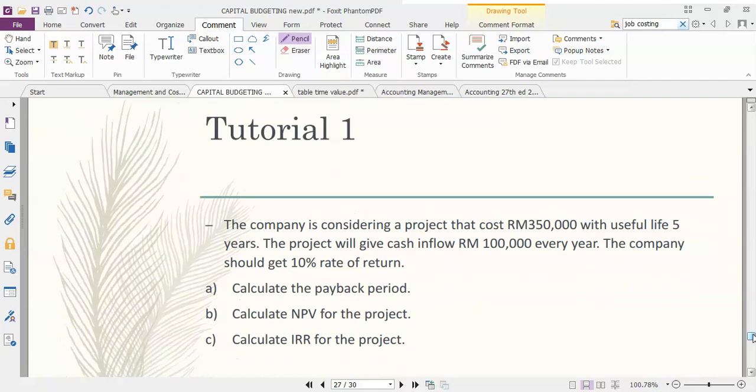The company is considered a project that costs 350 with the useful life of 5 years. The project will give cash flow 100,000 every year. The company should get 10% of rate of return. Okay, project cost here initial outflow is 350,000, 5 years. Okay, cash inflow every year. Okay, 1, 2, 3, 4, 5. Is 100,000 every year.